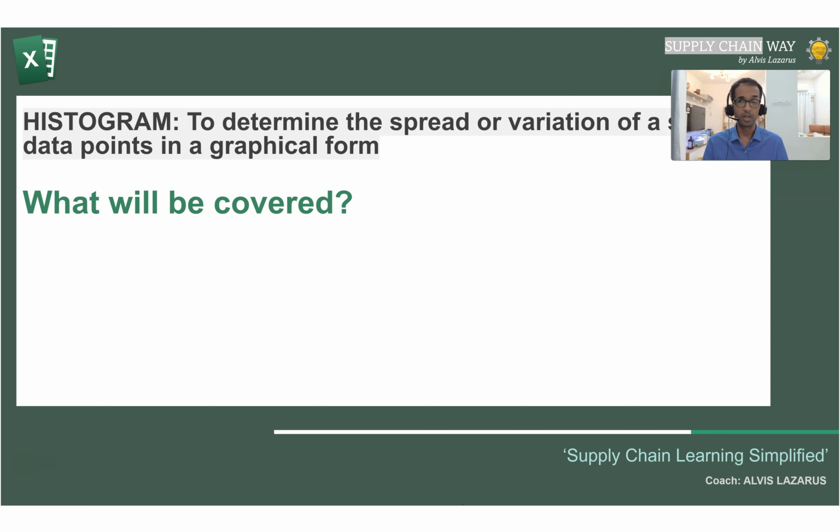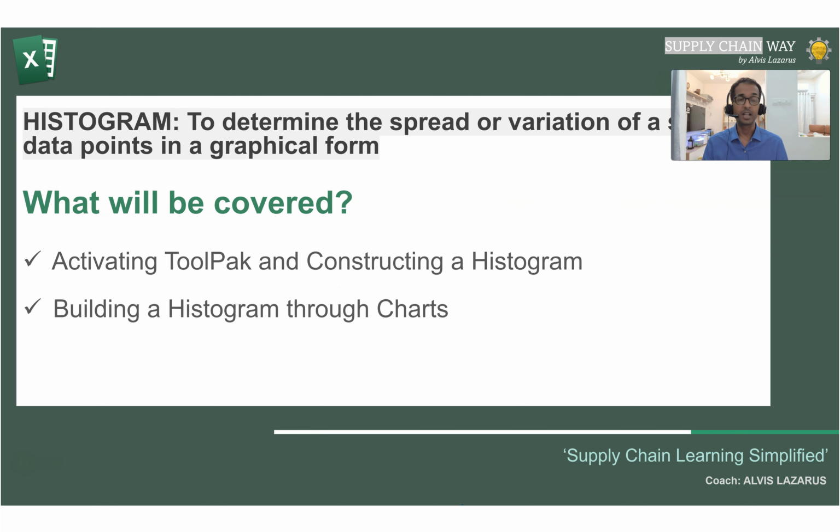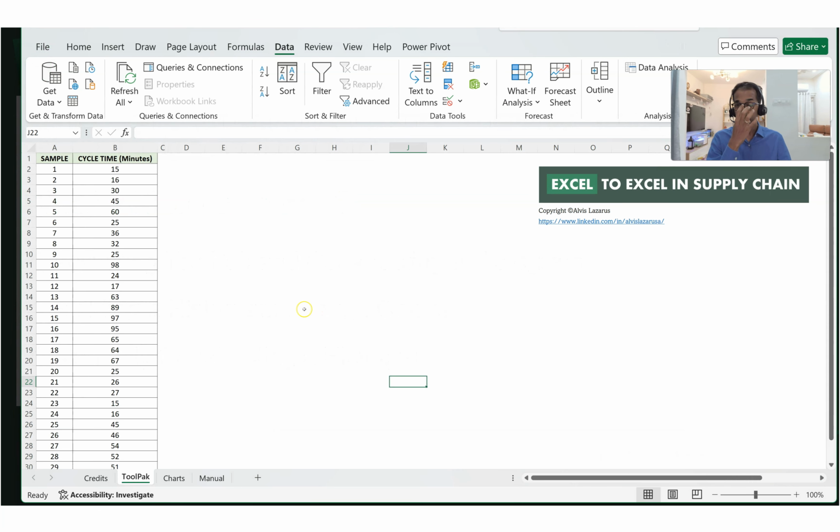So in this video, what are the things that will be covered? First, method one: I will be showing you how to activate a ToolPak and construct a histogram using it. The second method I'll be showing you is building a histogram through charts itself. And the third one is a completely manual way of constructing a histogram. So let's head straight to the Excel spreadsheet with some sample data that I have, and we will use these three methods and see how to build a histogram. The first method is constructing a histogram through a ToolPak.